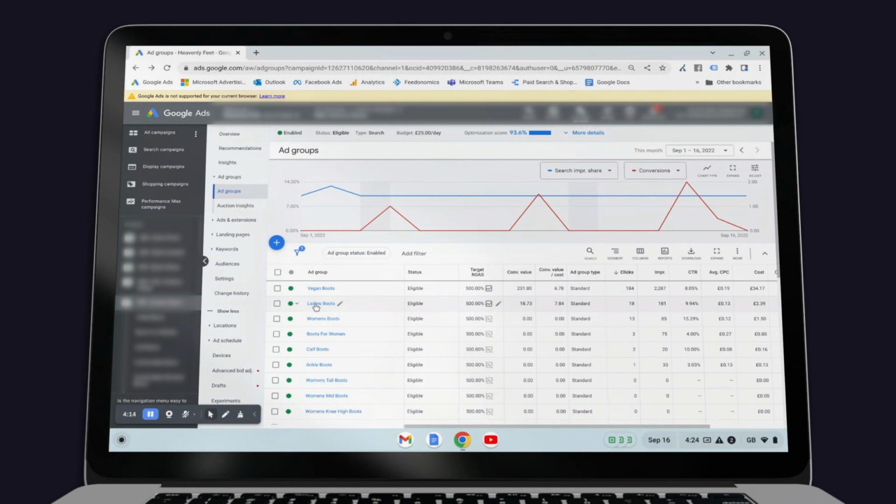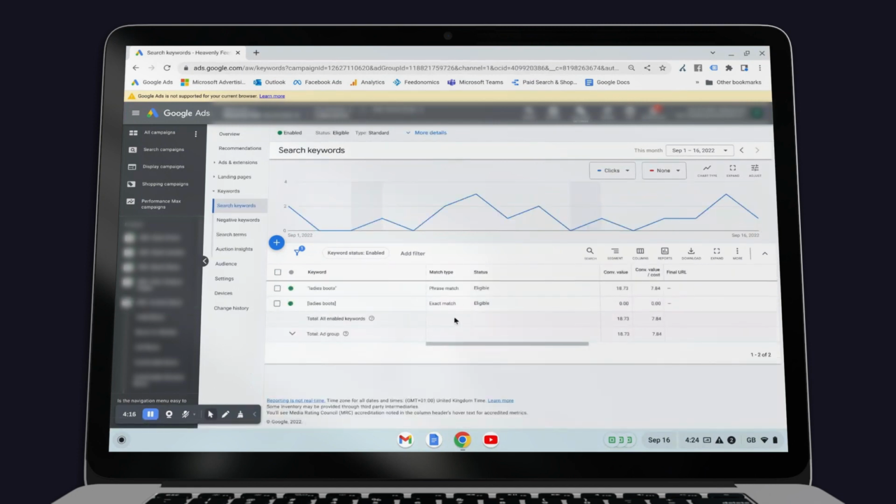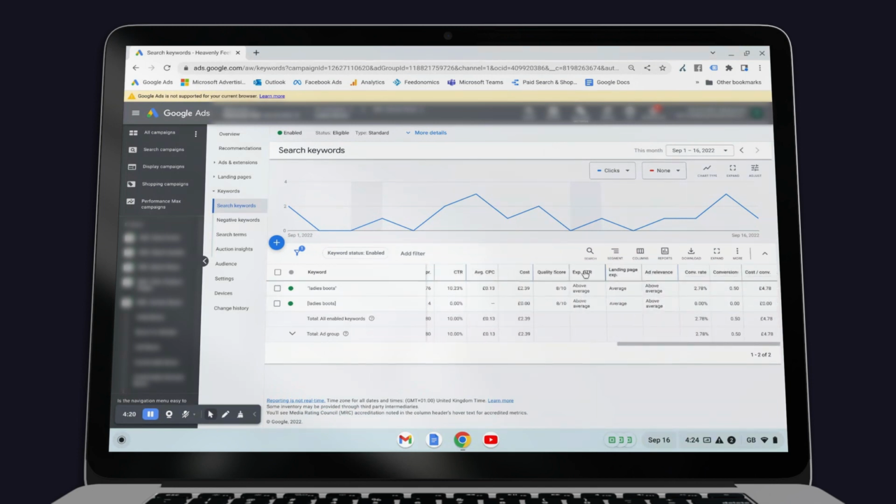So for example, if we look at the ladies boots ad group again, we can see here, if we scroll along, we have these 3 metrics which we've discussed in terms of expected click-through rate, landing page experience, and ad relevance. So these are the components that form part of the scoring within quality score. You can see that the 2 keywords we have within this ad group have both received an 8 out of 10 quality score.